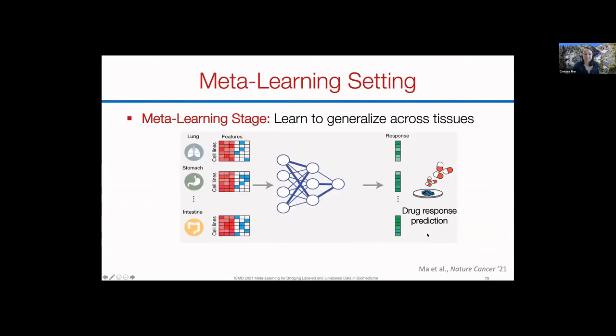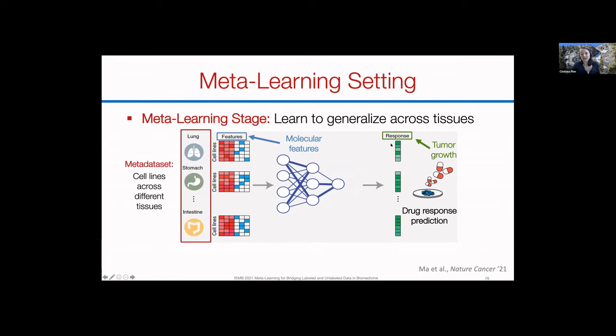Okay, so in the metalearning stage, the different tasks correspond to different tissues, and we're trying to learn how to generalize across these different tissues with small amounts of data. And essentially the features corresponded to features of different cell lines, and then the labels correspond to the drug response prediction. And like I mentioned, the set of tasks corresponds to different cell lines across different tissues. We have different molecular features, and then we're looking at tumor growth. In the paper, they also considered a gene deletion response task. And if you're interested in that task, you can also take a look at the paper.